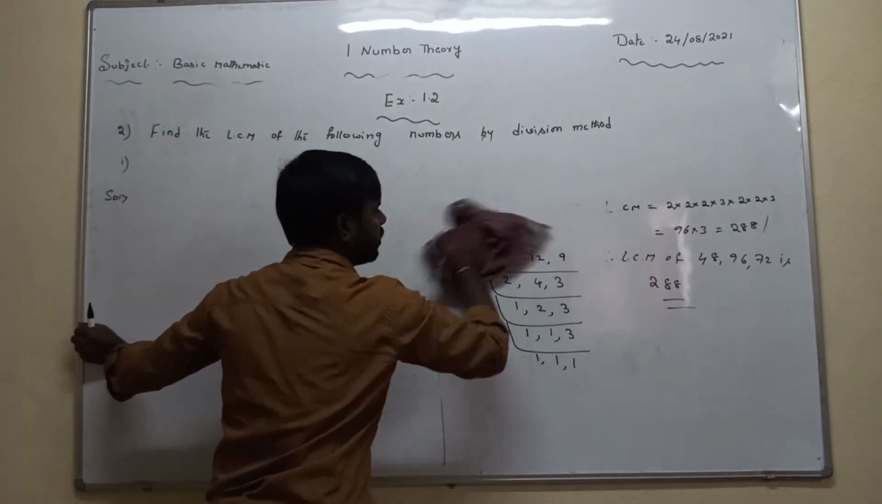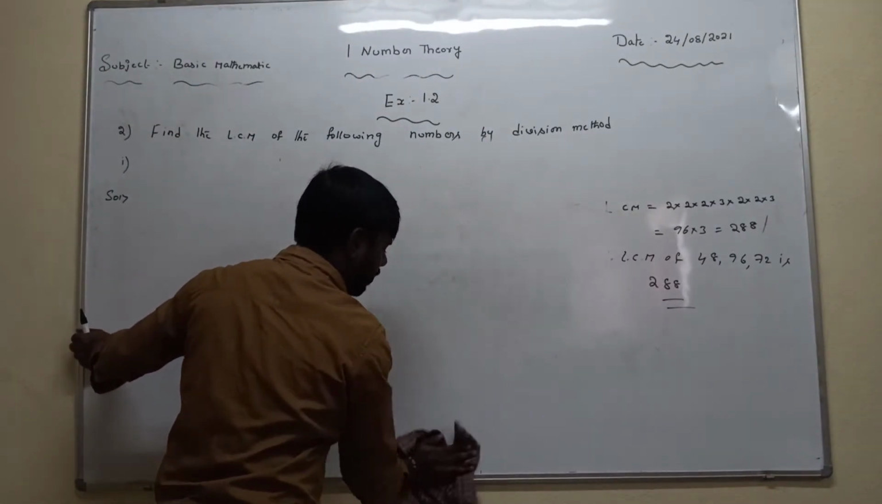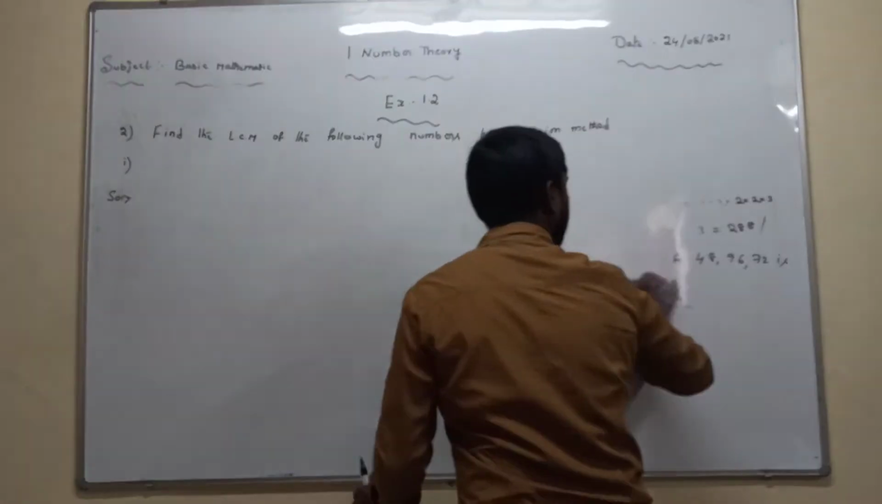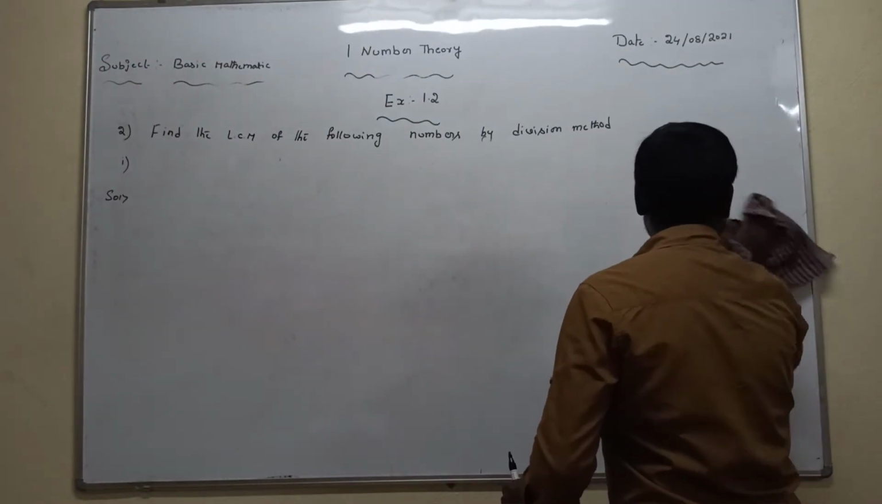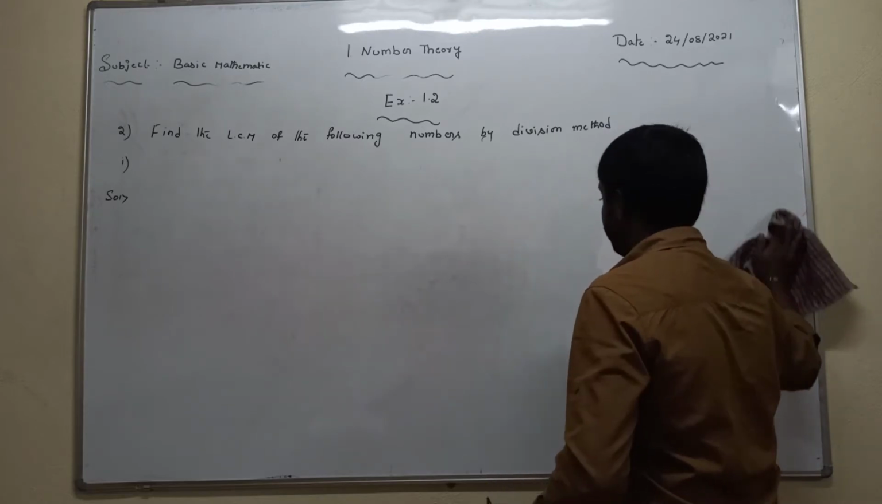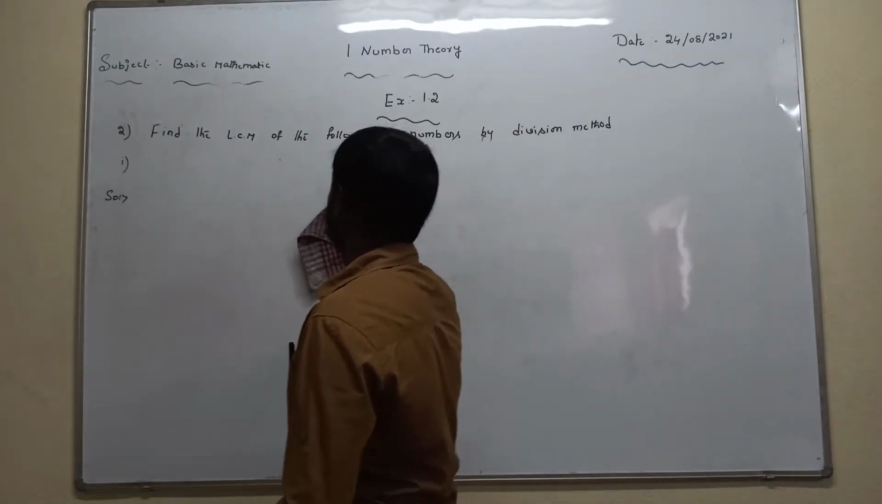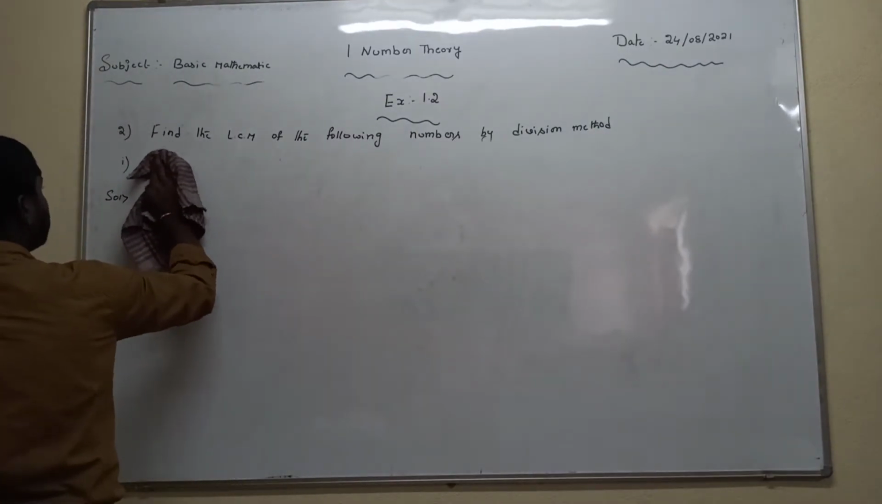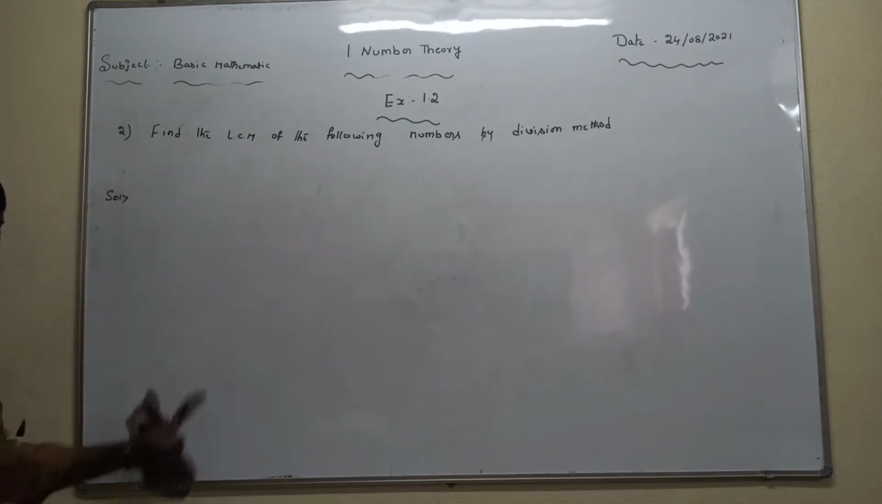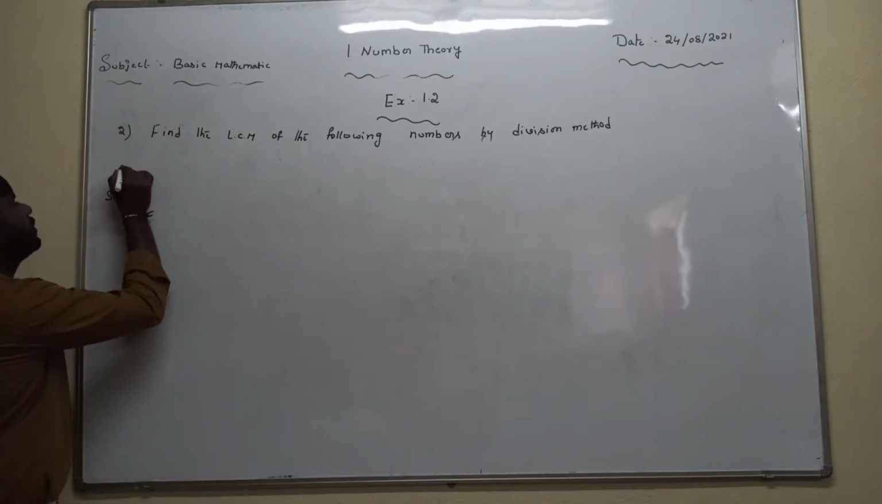I think you are understanding this method. Very simple. Divide all the numbers by a common prime number until the remainder is 1. Then we stop the division. Then LCM is equal to the product of the divisors.